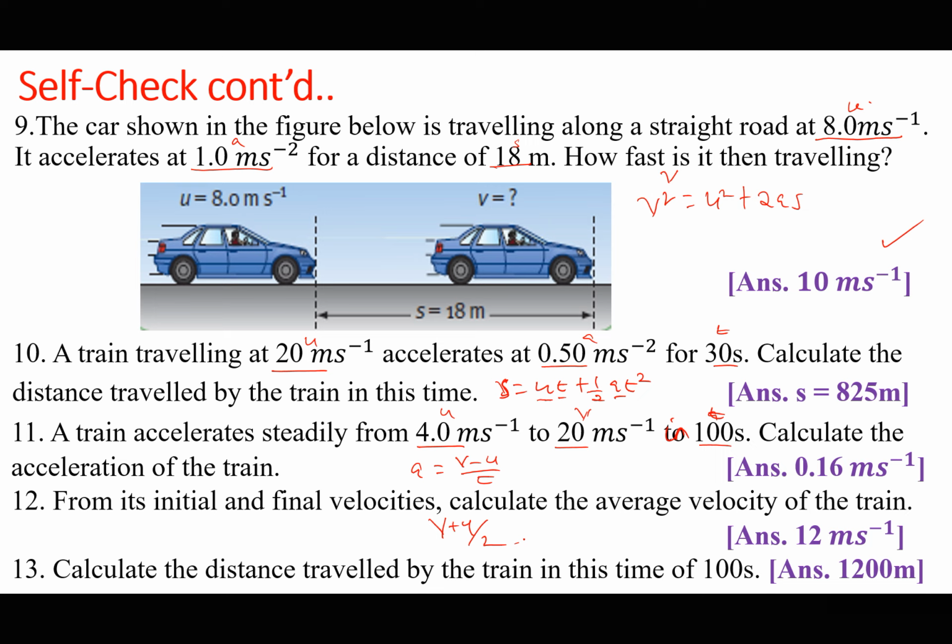Then calculate the distance traveled by the train in this time of 100 seconds. So you can use s equals ut plus a half at squared, because you know the initial velocity, you know the time, you know the acceleration. So you just substitute in that equation and you should be able to find the distance from that equation.